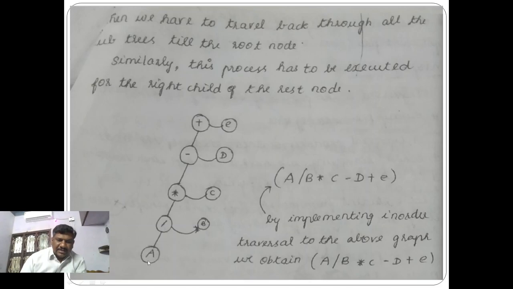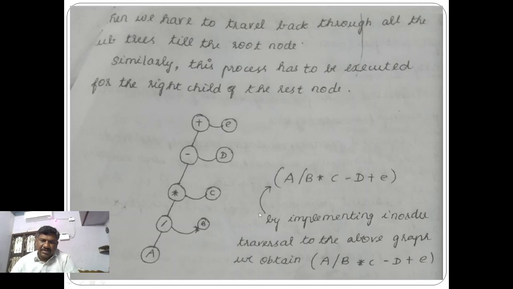From here, I am going to visit this node. So I have visited A first. Then after visiting the left node, I have to move to the visiting node. It is slash. So the second visited node is slash. Then I have to move to the right node. The right node is B. Right? I have visited the B node.